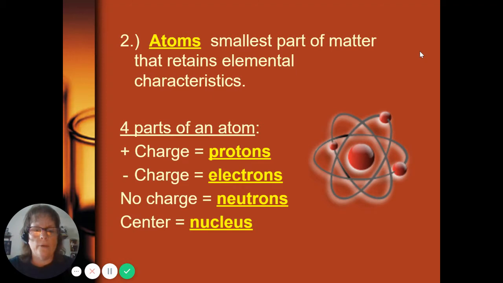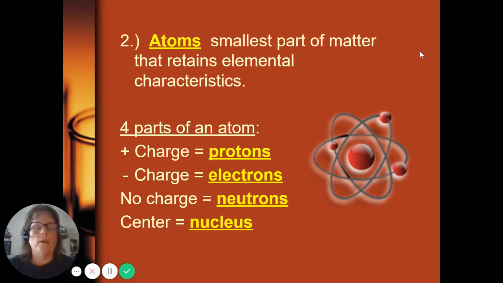All right, so atoms, they're the smallest part of matter that retains their element characteristics. If you think about living things, where cells are the most basic functional unit of a living thing, when you're talking about all matter, anything that has mass, everything from the air to the dirt to the dog, break it down even further to atoms.